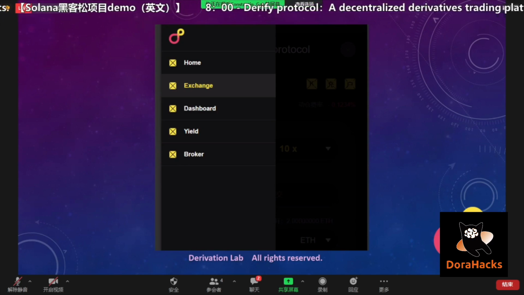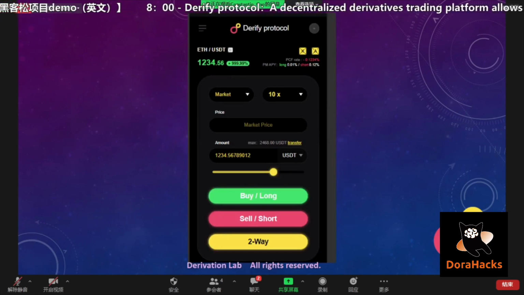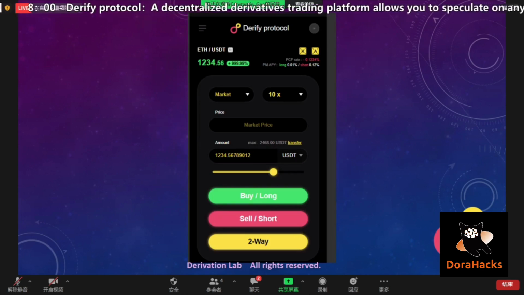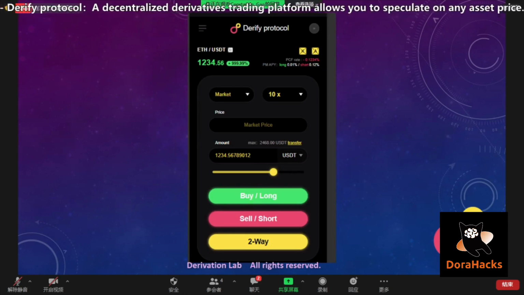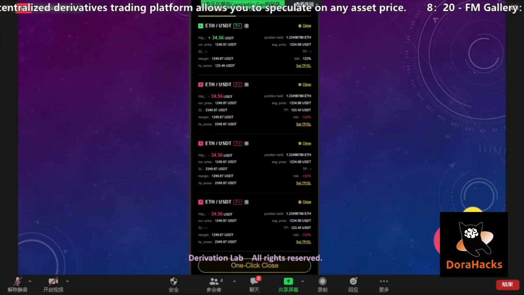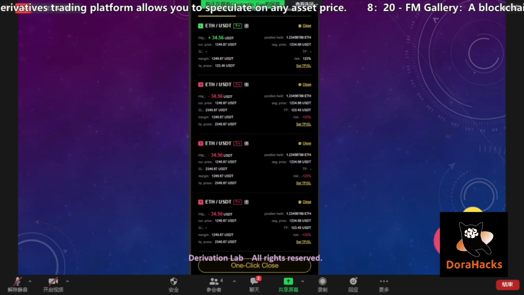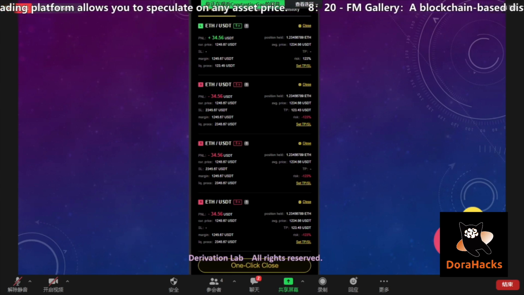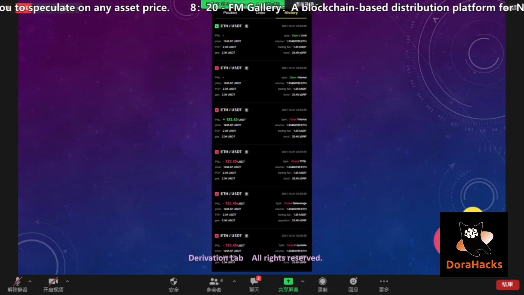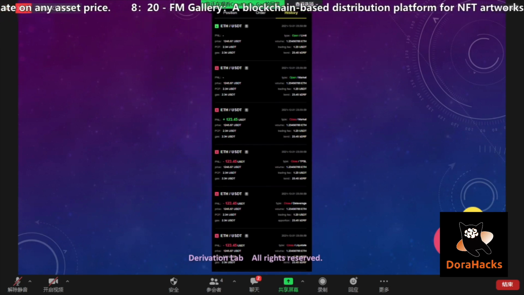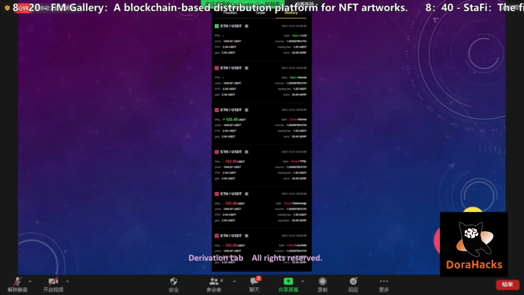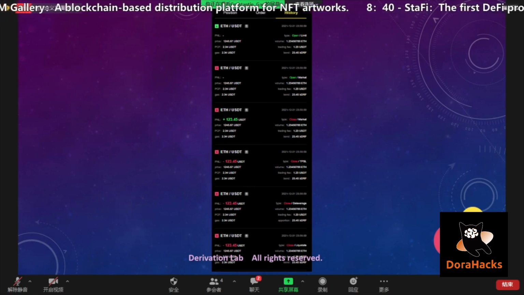So this is our trading interface, which you can see. You can make long orders, short orders, and you can also make two-way positions. And also, this is our trading screen. You can see we are using the cross-margin accounts, so you can have long and short positions at the same time. And also, you can check your trading history with all those photos. And our testnet is going to be released in the very short term, so stay tuned for that.